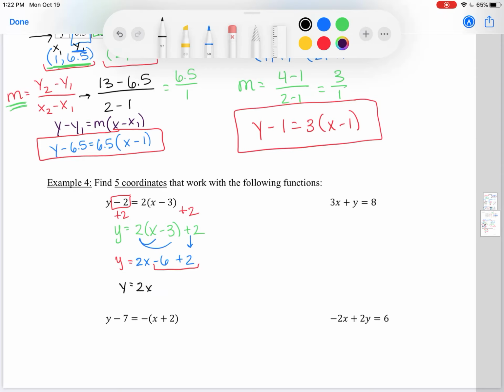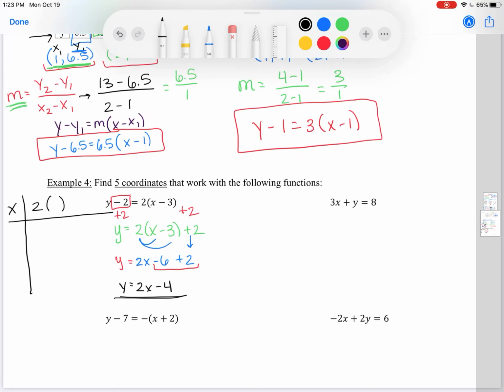I get to combine my like terms, negative 6 and 2, because they don't have any x's with it, and they're both constants. So really, my function right now is 2x minus 4. Okay, so all you have done right now is converted this problem into slope-intercept form. But the question didn't ask you to convert it to slope-intercept form. It's asking for 5 coordinates.